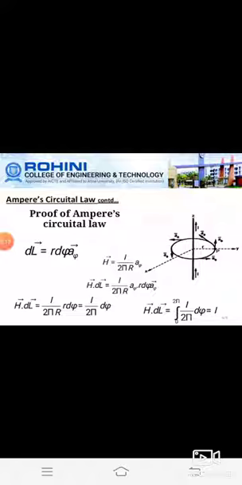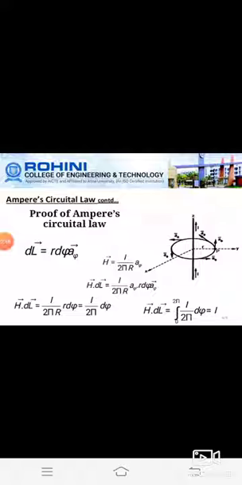So we can write H vector dot dl vector, since we know the values of H vector and dl vector. Applying the integral, where phi varies from 0 to 2 pi, we get I by 2 pi times d phi. Then applying the integral, finally we get the closed integral of H vector dot dl vector equals the current enclosed along the path, that is I. This proves that the integral of H vector dot dl vector along the closed path equals the direct current enclosed by the path.